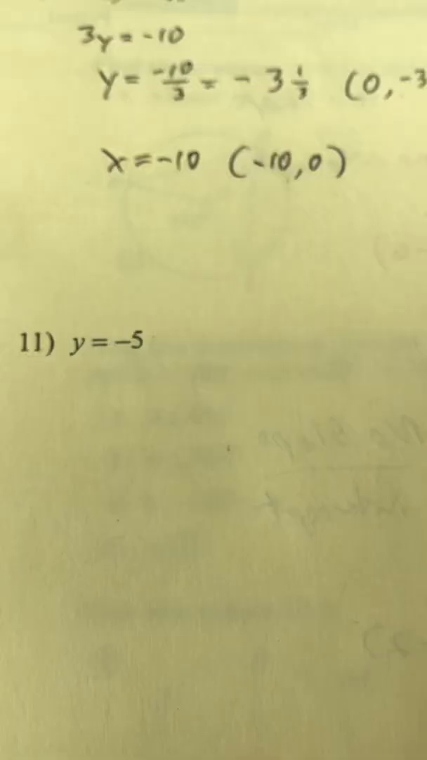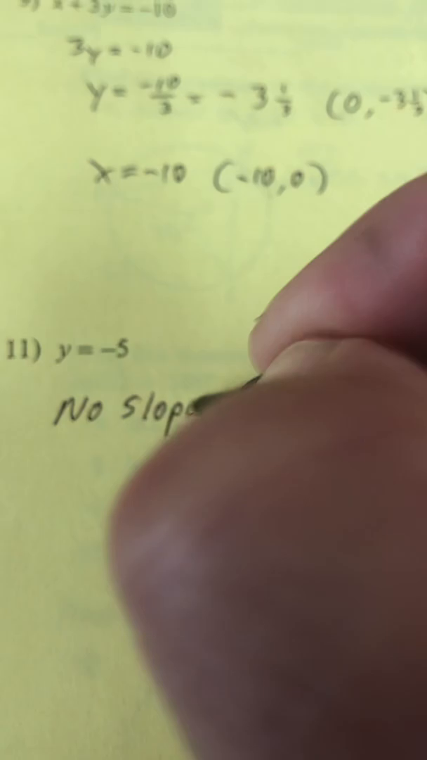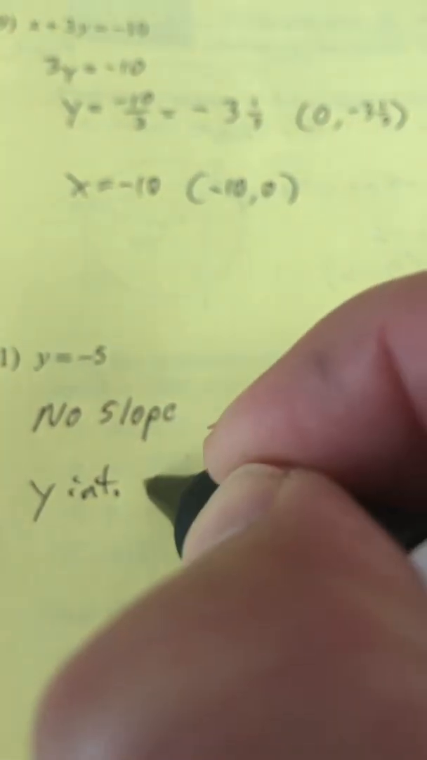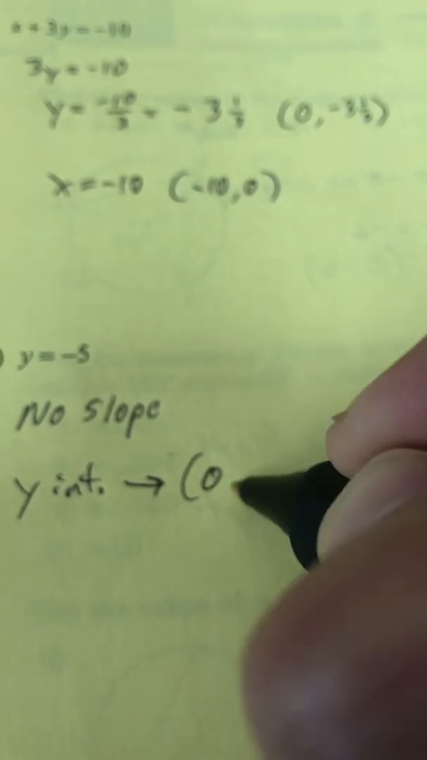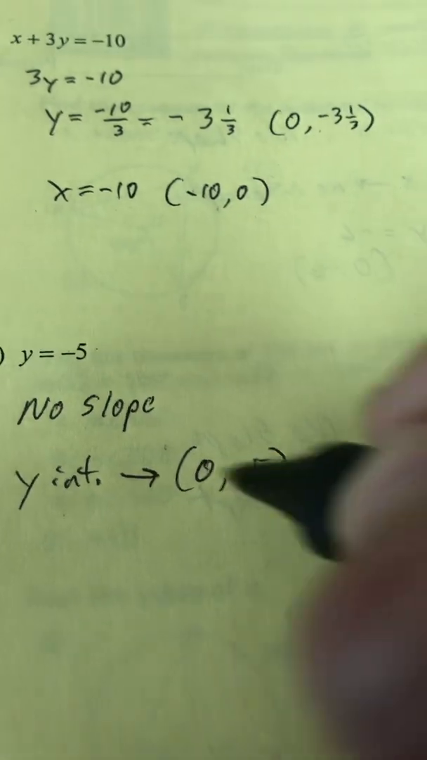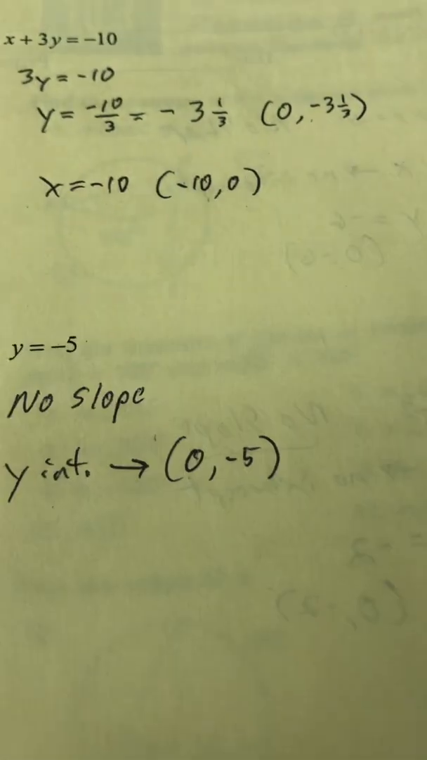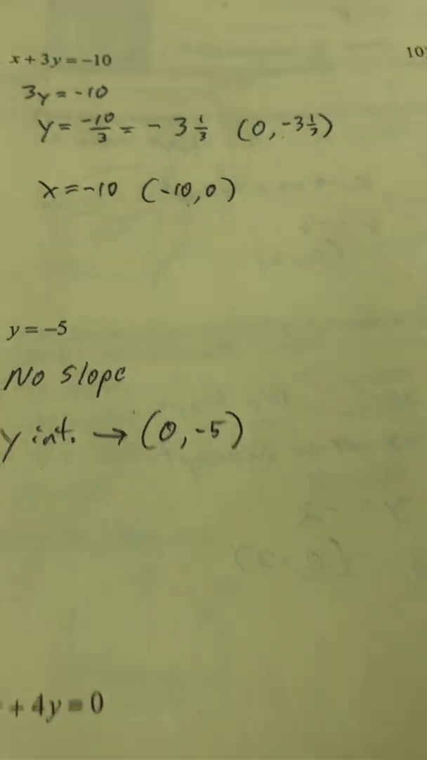This one is, once again, a no slope. But your y-intercept is going to be 0, -5. When x is 0, y is -5. Y is -5 all the way through.